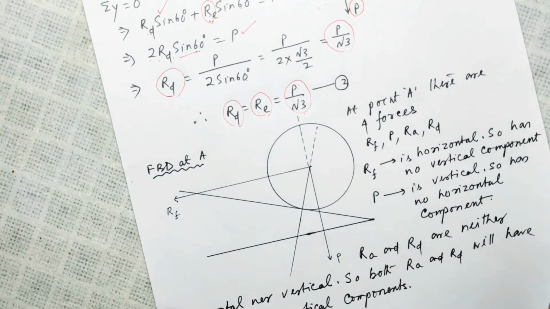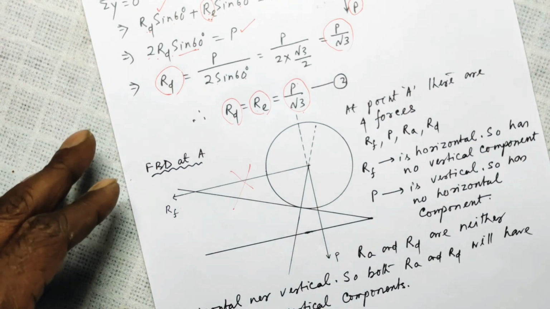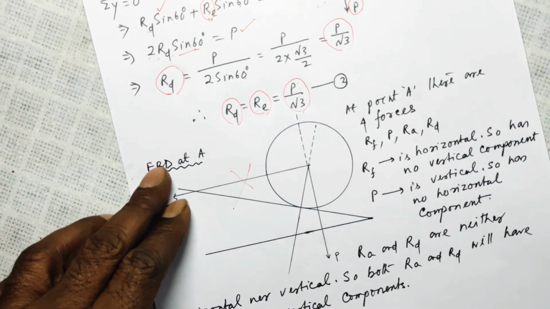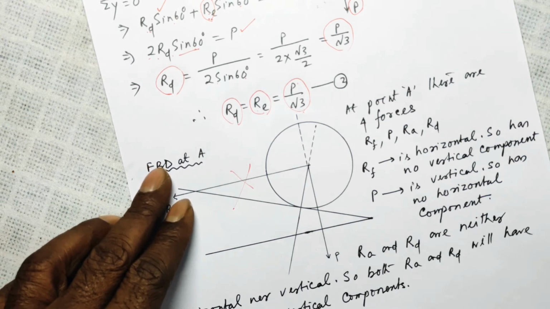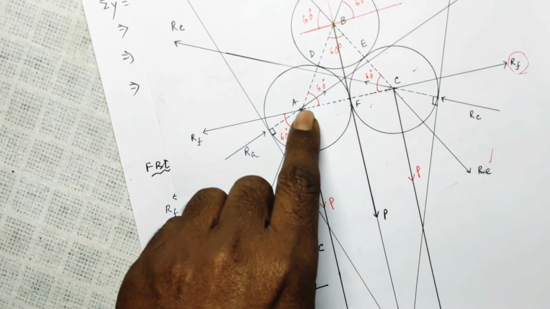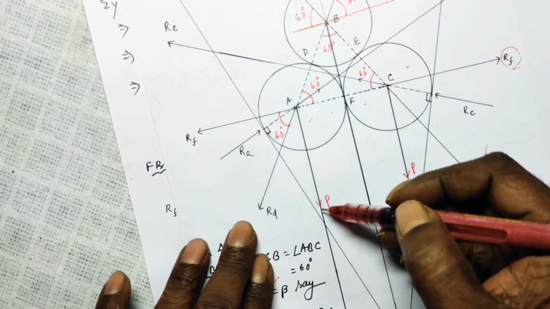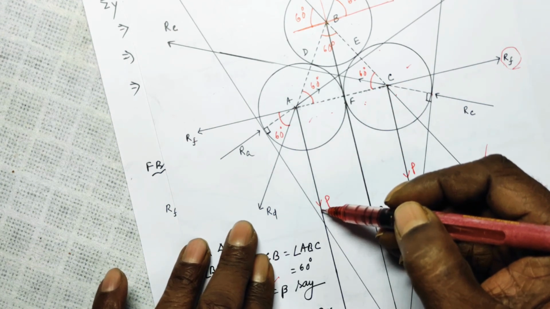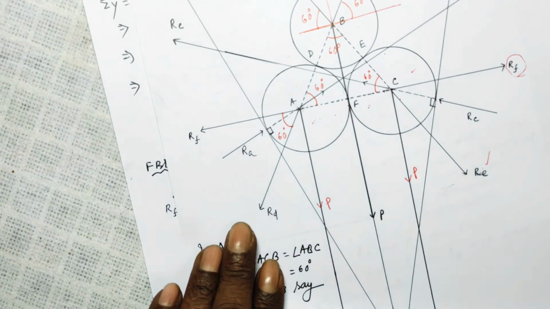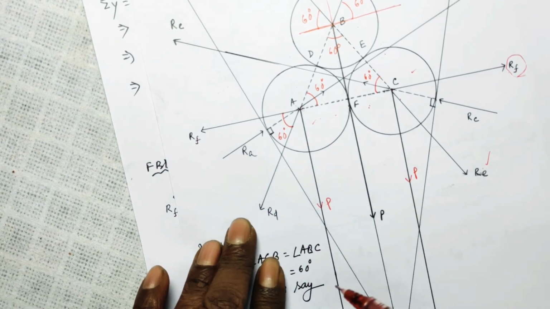Now don't look at this diagram. I have redrawn it in the next page. Now let us apply the free body diagram at point A. But before we do that, let me first show you the diagram at point A. At point A, if you look, there are 4 different forces. P is vertically downward, so this doesn't have a horizontal component. RF is horizontal along negative x-axis, so this also does not have a vertical component.